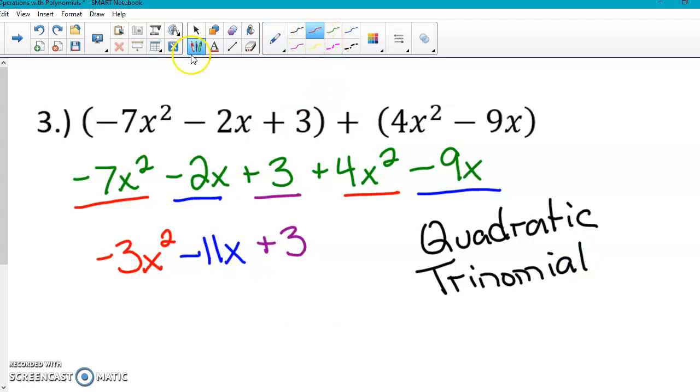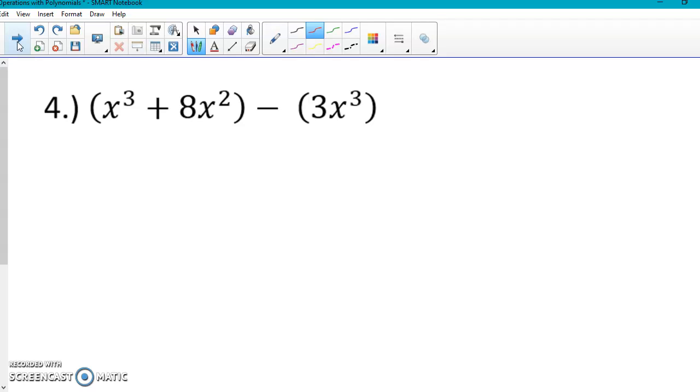Okay, all right, number 4. Okay, so there's something different about number 4. I now have a minus sign. So I'm now finding the difference between 2 polynomials. Okay, so we're going to start off the same way we just did.